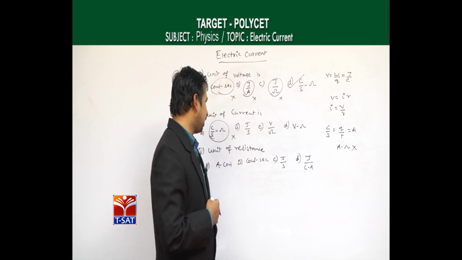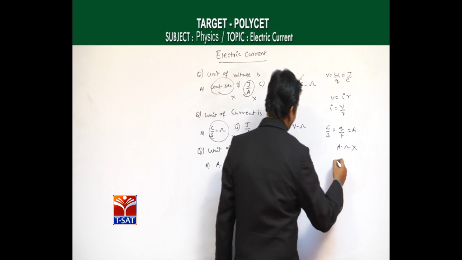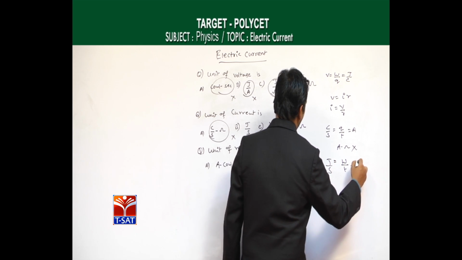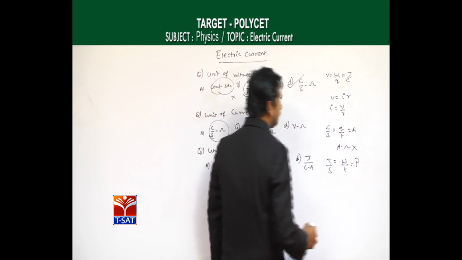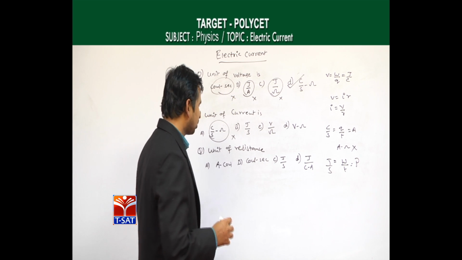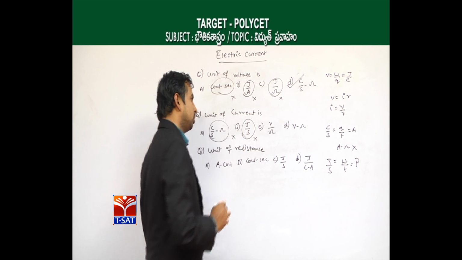And the next one, if you are taking B, joule per second. Joule is work done, and by time, which is W by T, is the unit of power, but not of current. So that is why joule per second is also wrong.